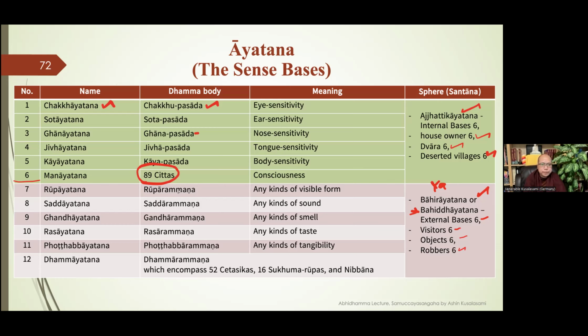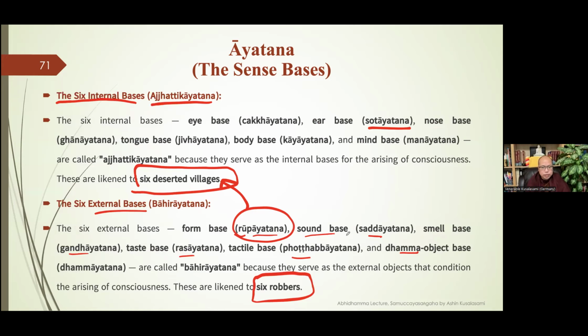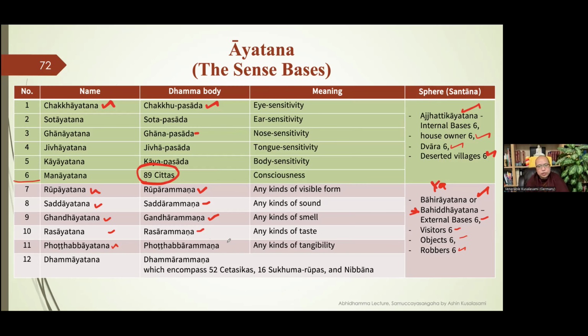Here rūpāyatana is rūpārammaṇa, saddāyatana is saddārammaṇa, gandhāyatana is gandhārammaṇa, rasāyatana is rasārammaṇa, and phoṭṭhabbāyatana is phoṭṭhabbārammaṇa. You have seen phoṭṭhabbārammaṇa already in the previous chapter, Rūpa Saṅgaha. Phoṭṭhabbārammaṇa is only these three matters: pathavī, tejo, and vāyo, only three. It's important to know what the three are.